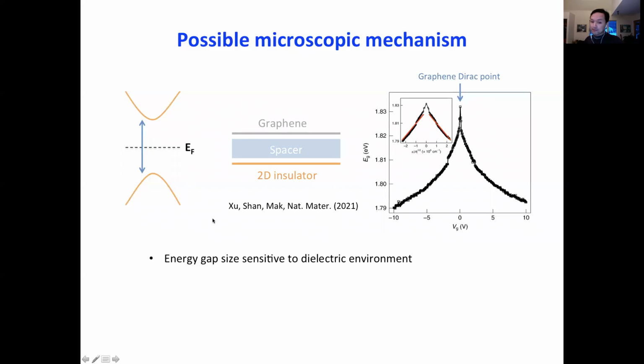And a recent experiment from our group has shown that. So this is the device structure of our experiment. We have a 2D semiconductor that is Coulomb coupled to a graphene layer, separated by a very thin hexagonal boron nitride layer. When we tune the density in the graphene layer, and at the same time measure the energy gap of the 2D insulator using optical spectroscopy, we can see a strong renormalization of the energy gap of this 2D semiconductor when we dope the graphene layer. And this is the graphene Dirac point. So this really illustrates the importance of dielectric screening on the 2D insulator energy gap.